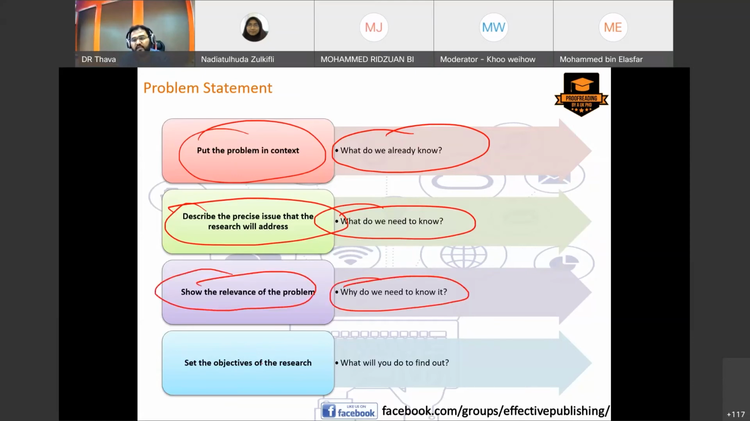Why do we need to do that? What happens if we don't? And most importantly, set the objective of the research. What will you do to find out your solution? These are the 4 important questions you must answer in your problem statement. If you answer all these 4 very carefully, I'm pretty sure your problem statement will be good.